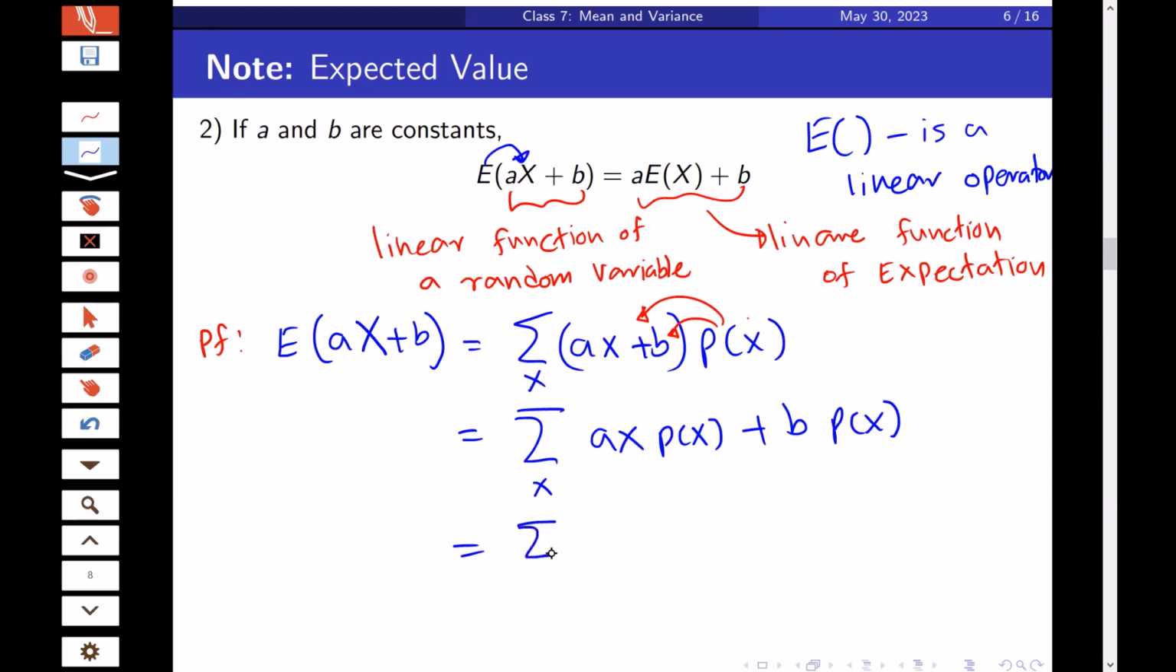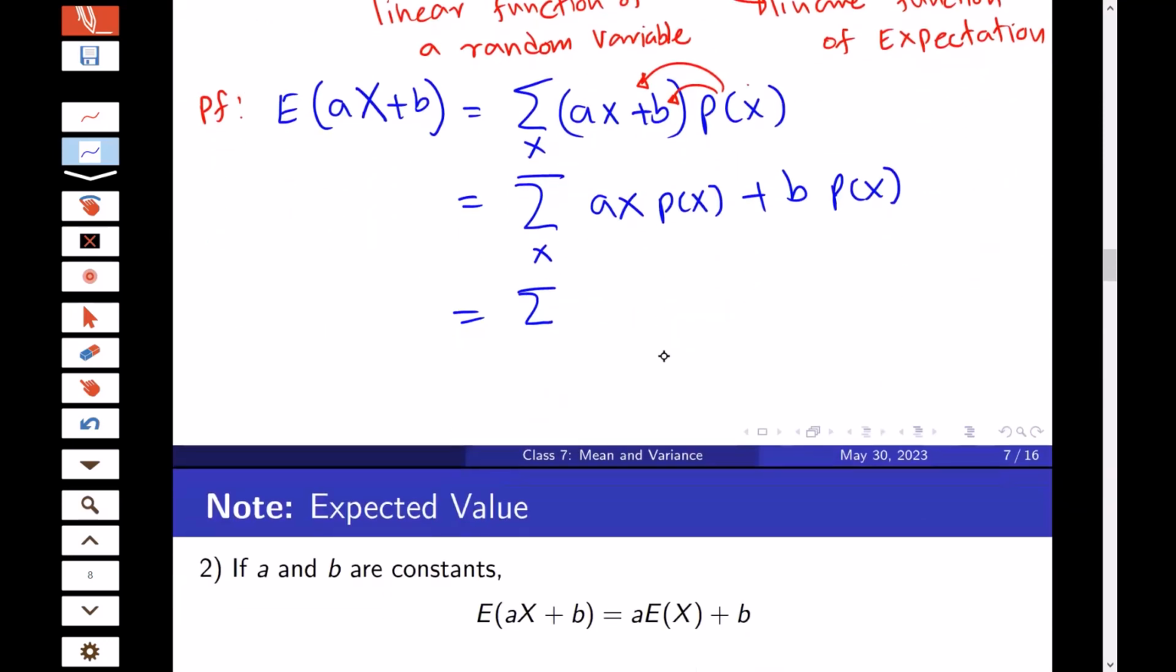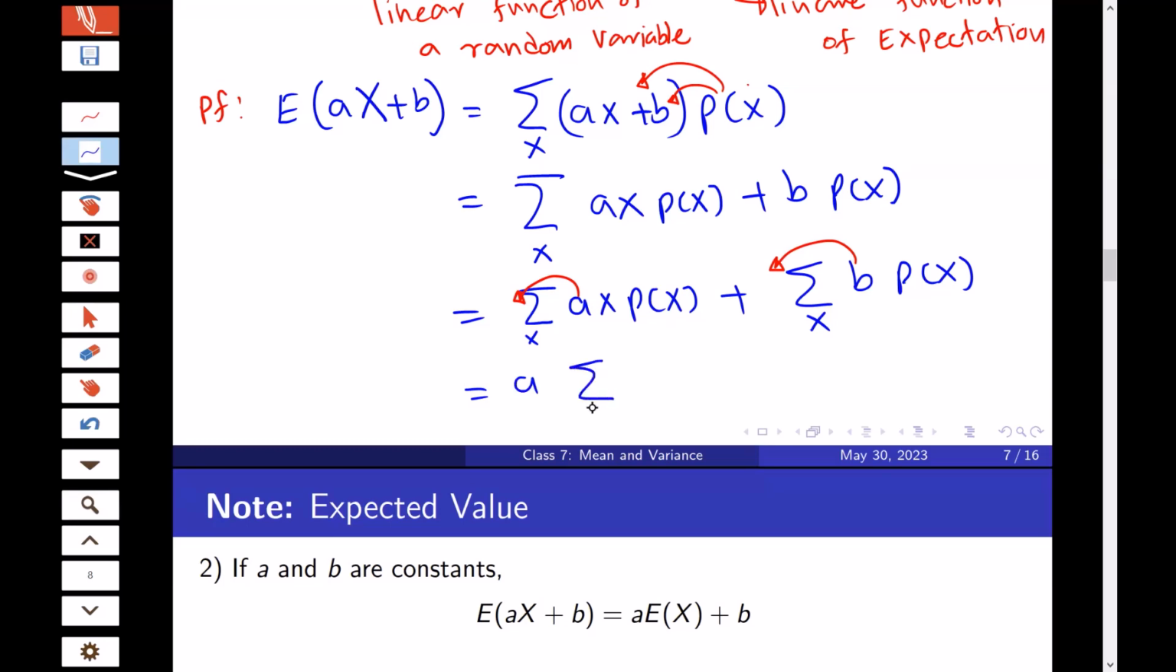So I can write the sum over x of ax p(x) plus the sum of b p(x). Now since these are constants, I can take them outside the summation, because this a and b do not depend on x. So I can take those outside of the summation.